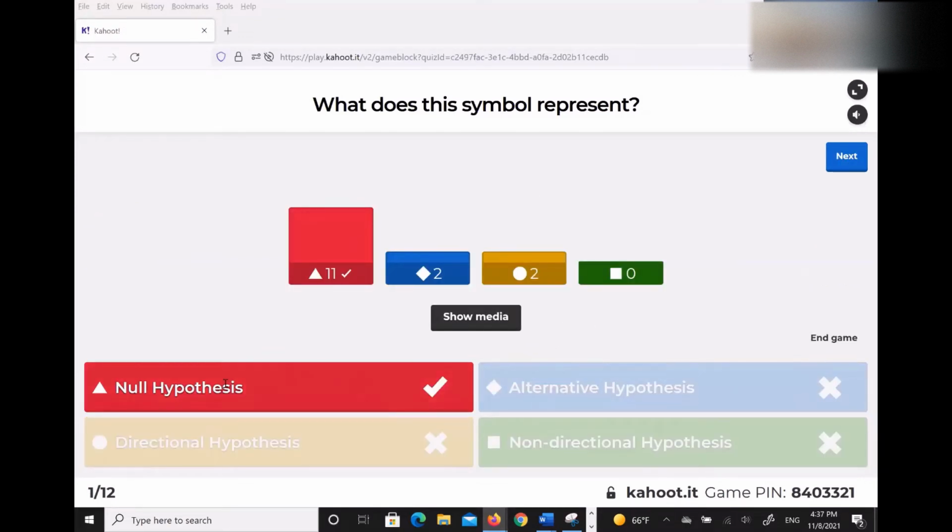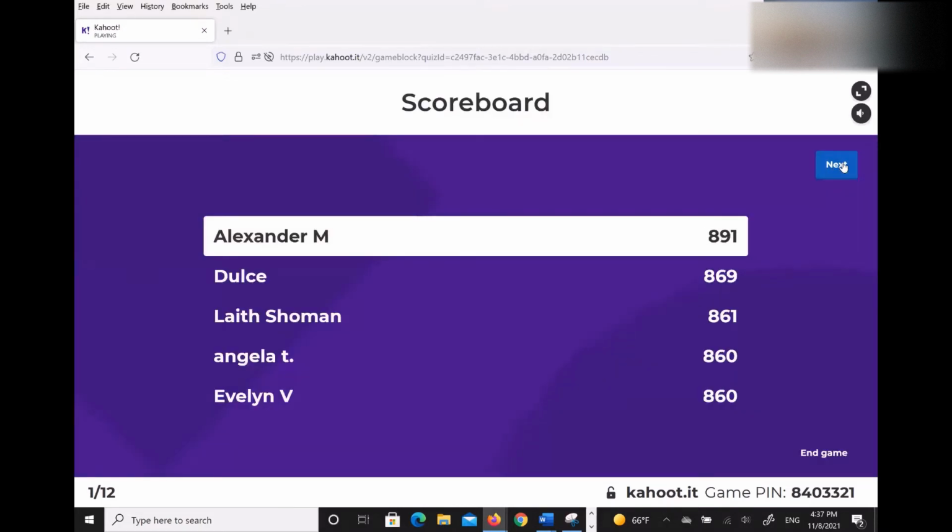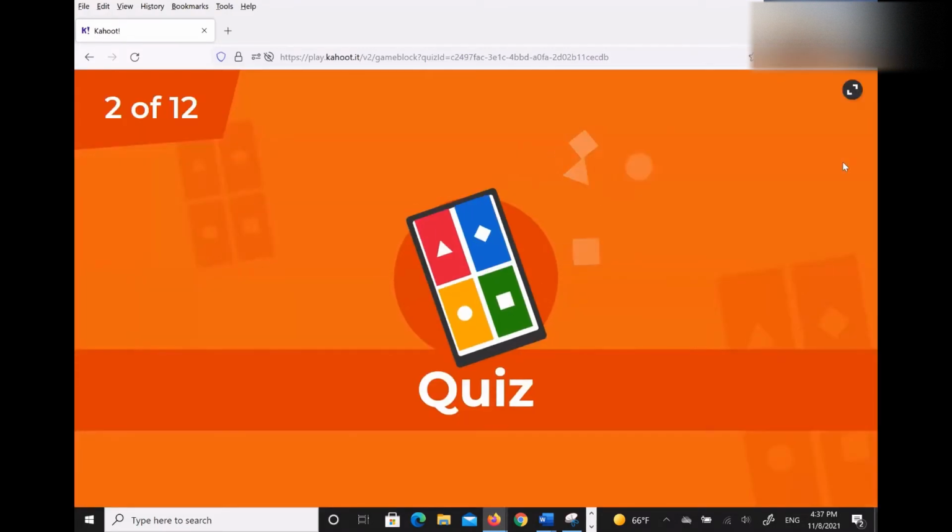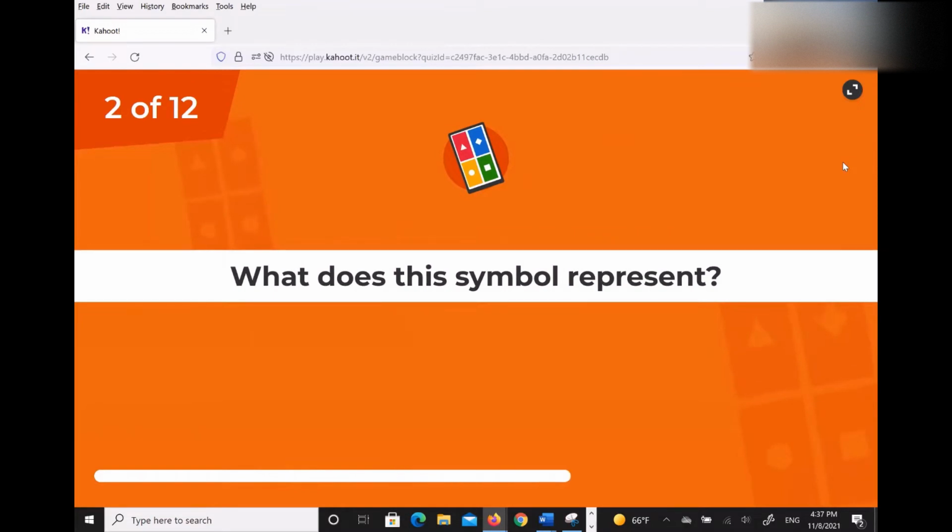All right, so it is the null hypothesis, right? All right, Alex, Dose, Leith, Angela, Evelyn. Let's move on to number 2.